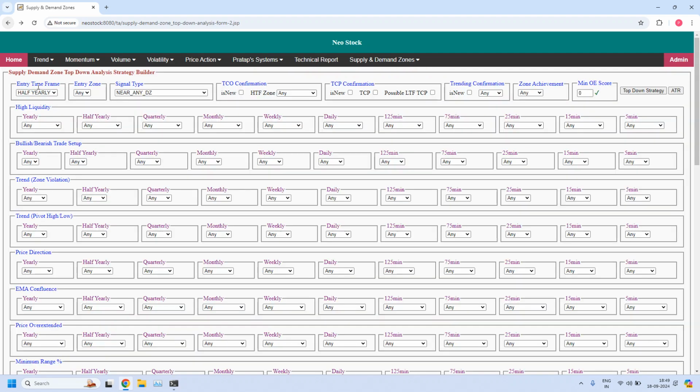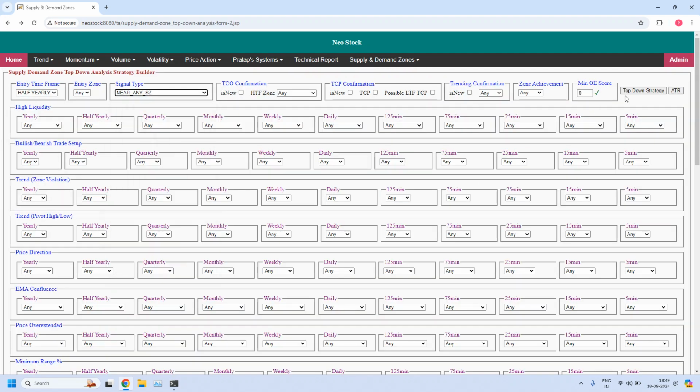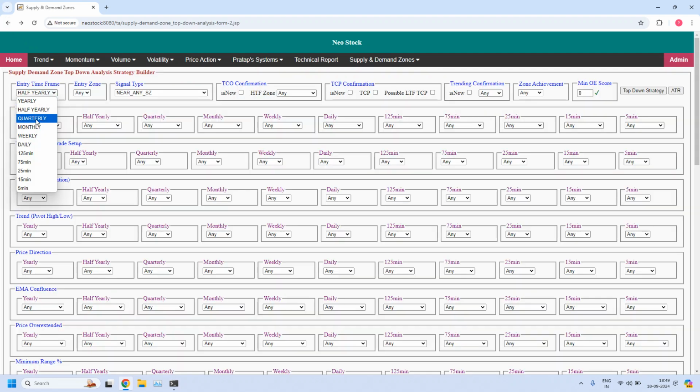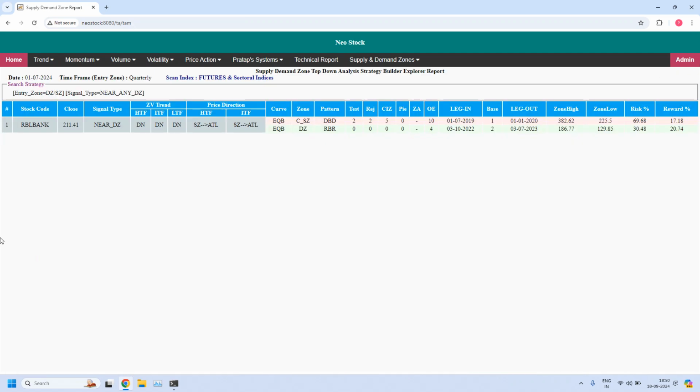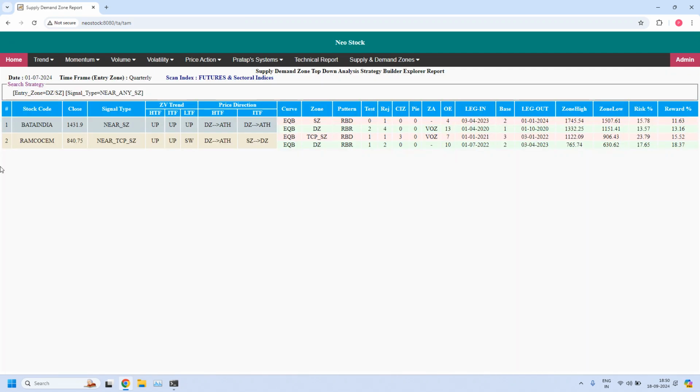Okay, the next report for half yearly time frame. Let us find the stocks near half yearly supply zone. One stock is filtered. Next time frame is quarterly. Let us find the stocks near quarterly demand zone. One stock is filtered. So next for quarterly time frame, let us find the stocks near quarterly supply zone. Two stocks are filtered.